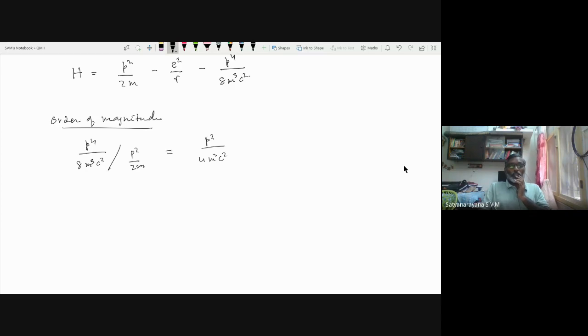So if you write p square as m square v square, this will be something like 1 by 2 into v by c the whole square. So v square by c square, which is roughly alpha square, because the velocity of the hydrogen atom we call it as alpha times c. So that is equal to 1 by 137 the square.